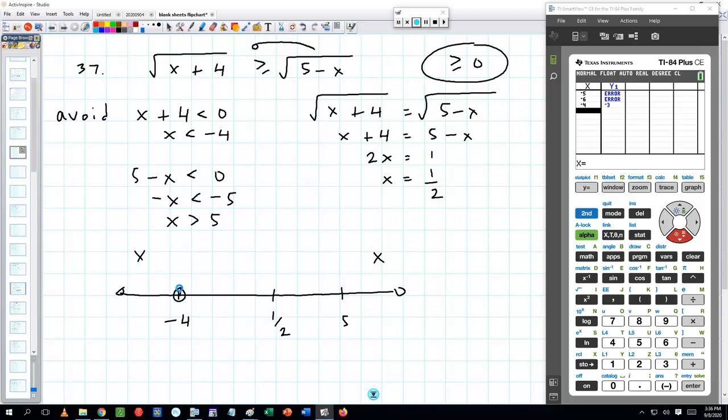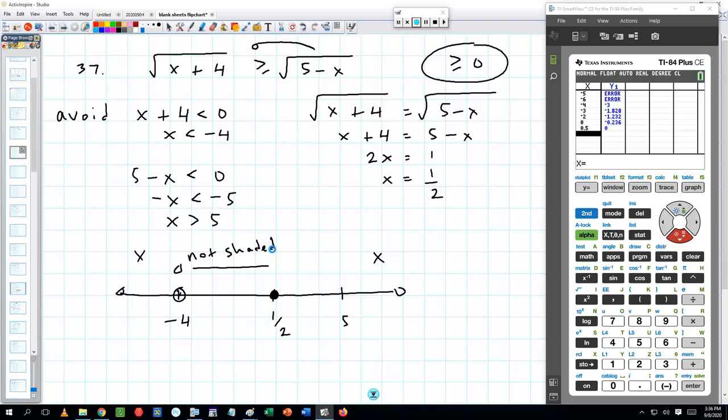Something between the negative 4 and the 1/2. Negative 3 this time. A negative, not greater than or equal to 0. Negative 2, 0. All those say negative. How about 1/2? 1/2 returns 0, which is greater than or equal to 0. It's equal. Shade. So everything back this way, not shaded. We had an open circle on the negative 4.